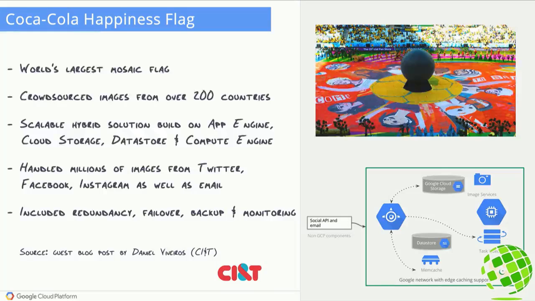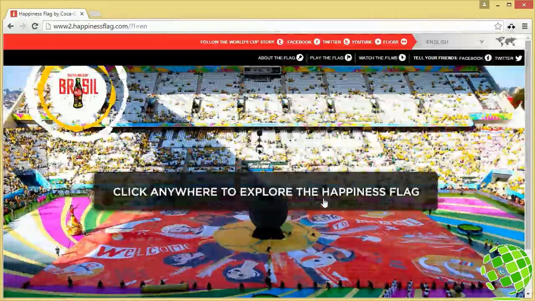This was a really cool project that Coca-Cola did for the 2014 FIFA World Cup, in which they created the world's largest mosaic flag. They crowdsourced images from people from over 200 countries. In fact, it ended up being 3.5 million images from over 207 countries. The real flag, the actual flag, is 3,015 square meters. It took 29 days to print on 192 nylon fabric panels. That's pretty cool. And the digital version you can actually see today at happinessflag.com.